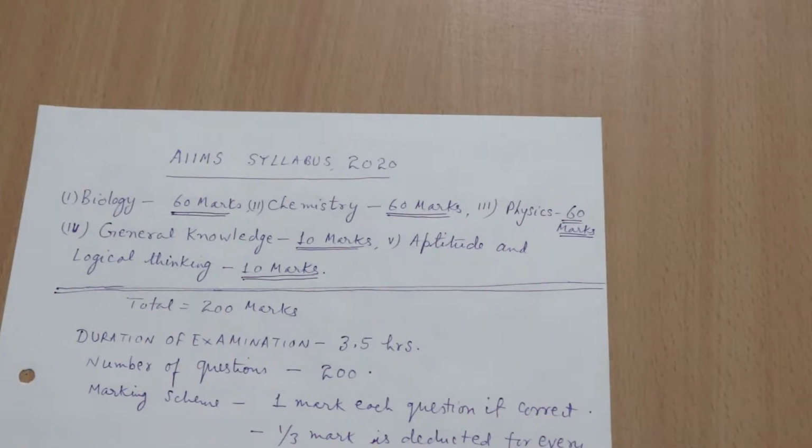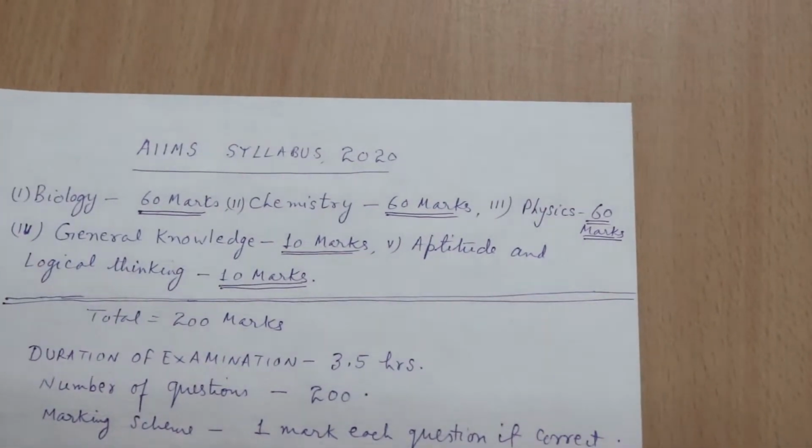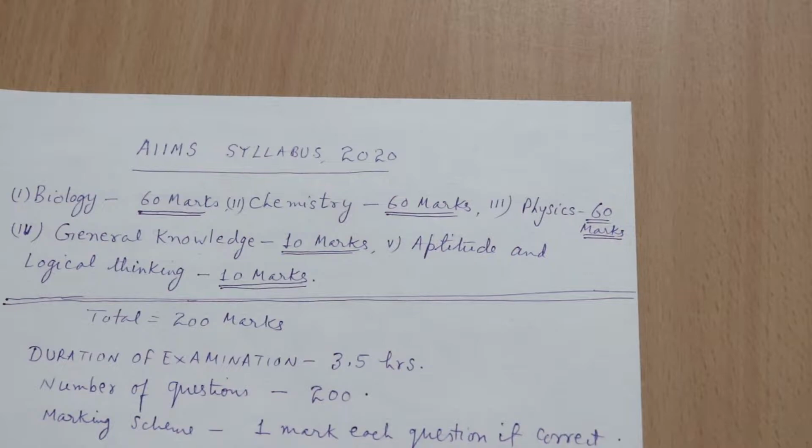In this part, I am going to give you the syllabus for AIIMS exam 2020. AIIMS is All India Institute of Medical Sciences. This whole syllabus is meant for admission in MBBS course. Now the syllabus of AIIMS comprises of biology, chemistry, physics, general knowledge, aptitude and the logical thinking.